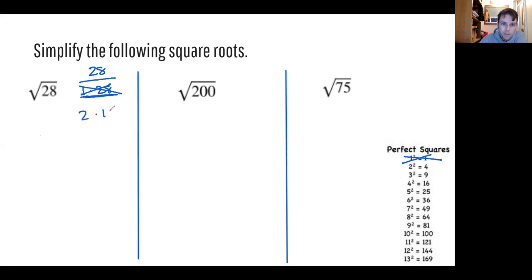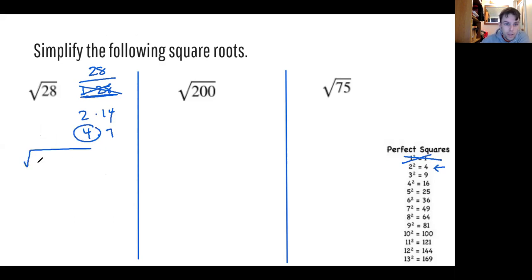But then we have 2 times 14. Neither of these are perfect squares. And then 4 times 7. 4 times 7 is golden. That's great, because 4 is a perfect square number. So 4 is a nice one. And then there's no other factoring. So 4 is the biggest.